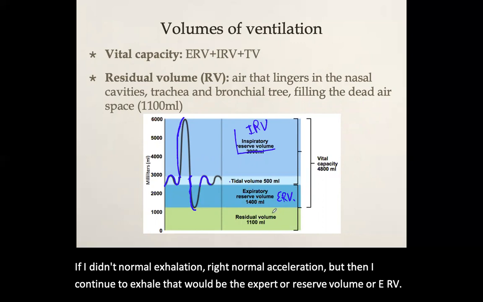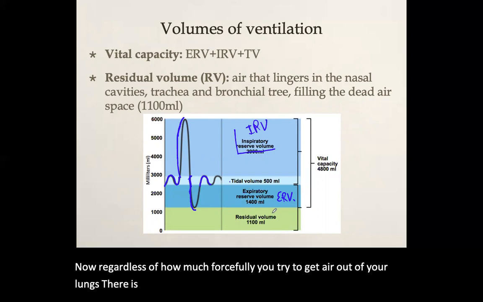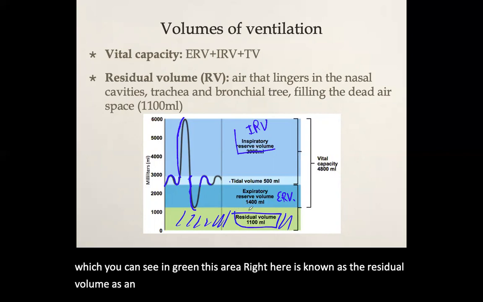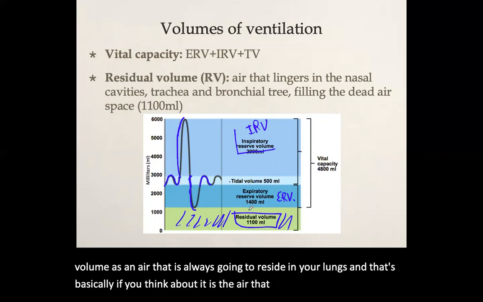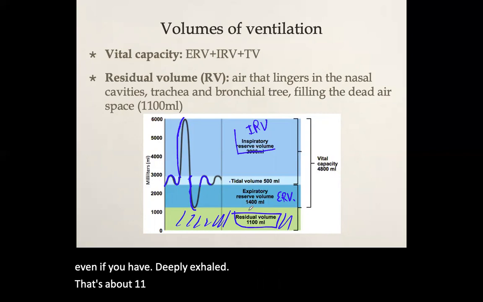Now, regardless of how forcefully you try to get air out of your lungs, there is always some air that remains in your air passageway, which you can see in green. This area right here is known as the residual volume, an air that is always going to reside in your lungs. If you think about it, it's the air that remains, allowing you to float, even if you have deeply exhaled. That's about 1100 milliliters.